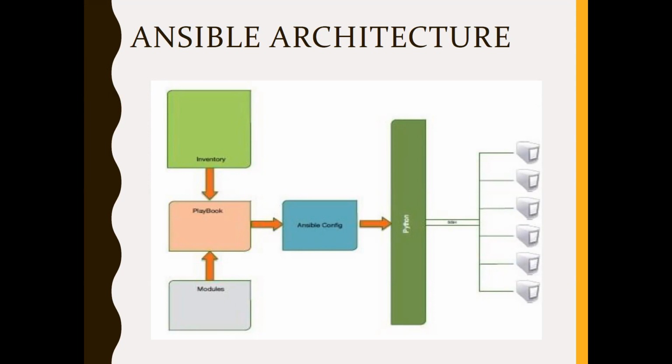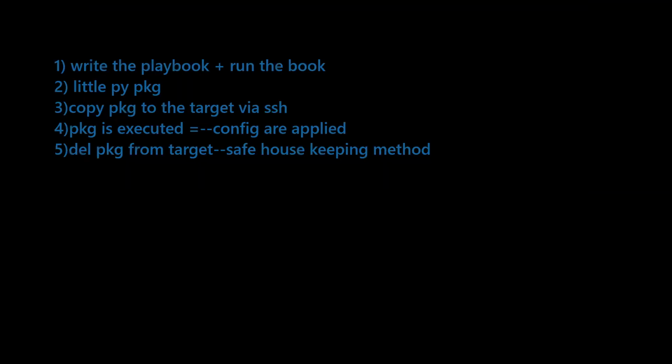Okay, and then I was talking about these steps. When you write the playbook and execute it, it will create a Python package. That package will be copied to the target machine via SSH. SSH is the way you connect from your controller machine to targets. As you already have an SSH connection open, this package will be copied and executed on the target. Means it's automated. Once it's done, it will be deleted from the target machine, keeping the system clean.